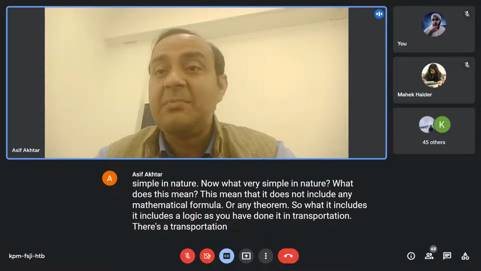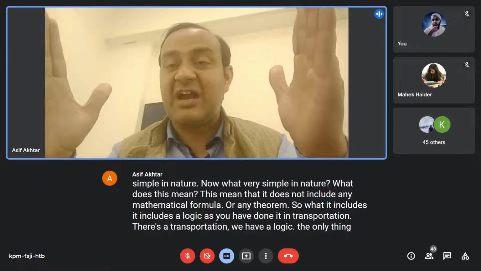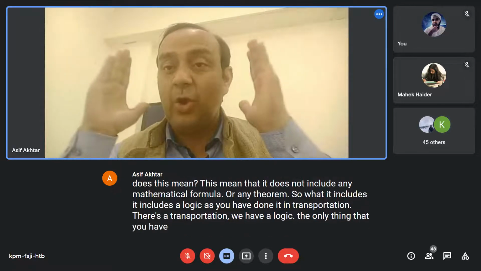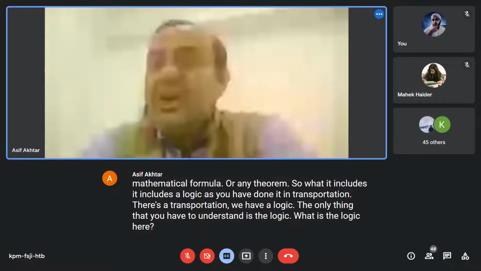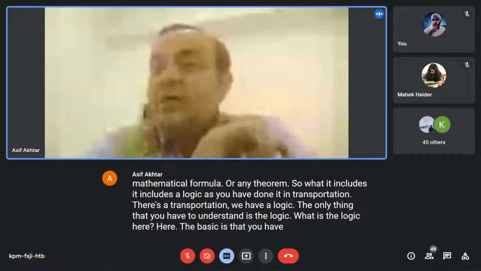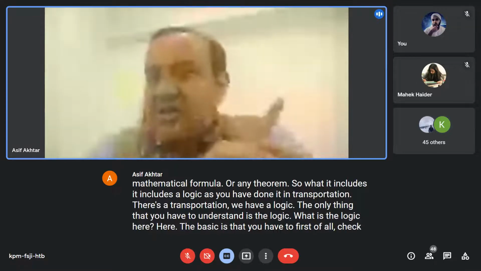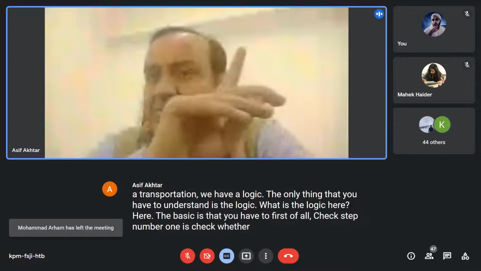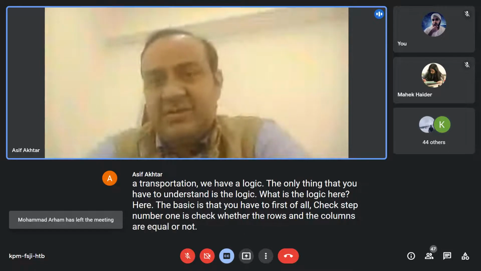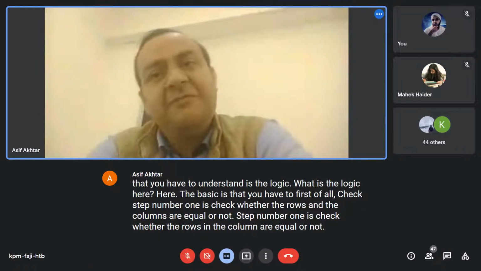Just like in transportation, in assignment we have a logic. The only thing that you have to understand is the logic. What is the logic here? Step number 1 is to check whether the rows and the columns are equal or not.